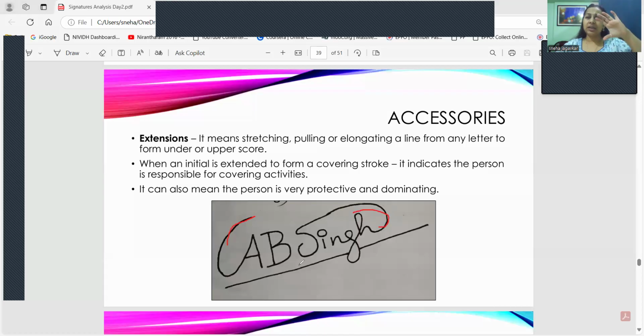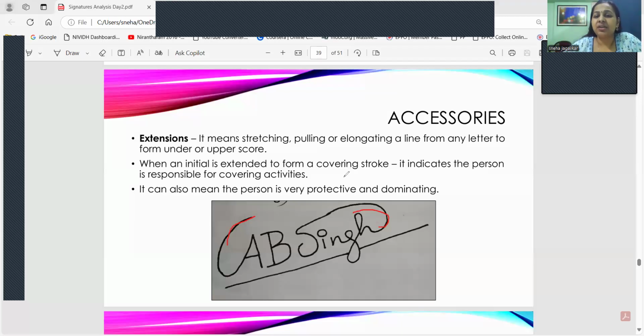So unnecessarily, it is about dragging a particular topic and stretching an argument for no reason, right? This also means it's about pulling or elongating a line from any letter to form an underscore or an upper score. Again, it's a negative trait.